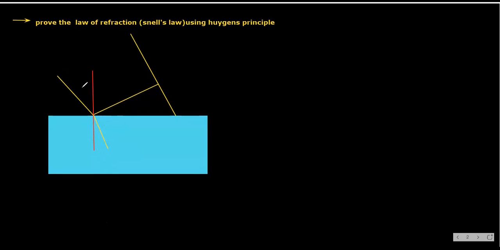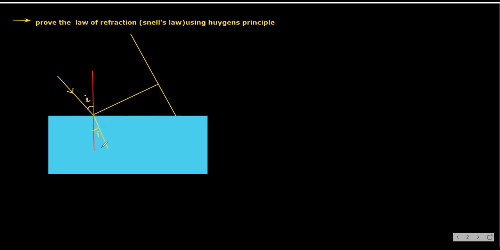Okay, so this is an incident ray like this, and now this is I, this is the wavefront, we can say. Which one? This one. Incident wavefront, and this angle is your angle of refraction, R.